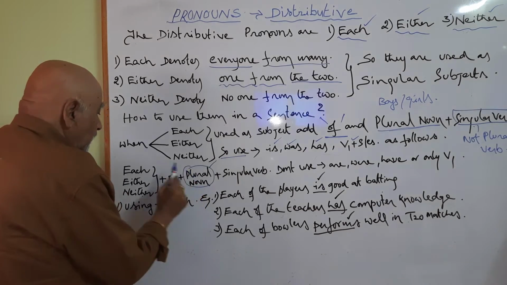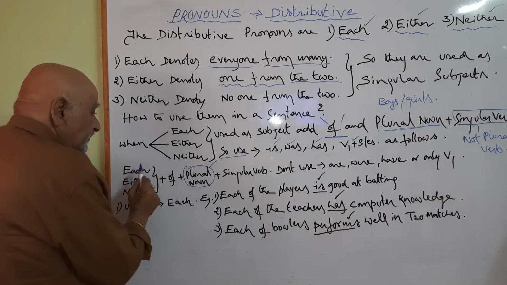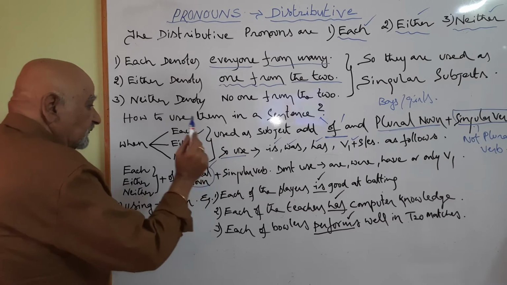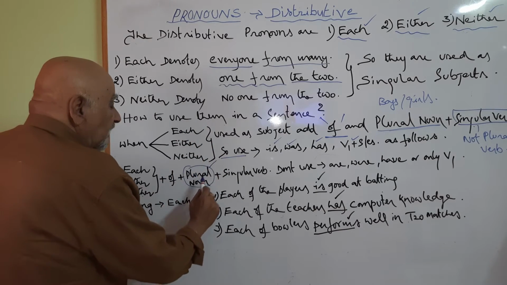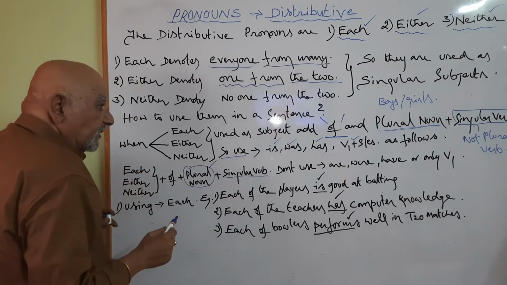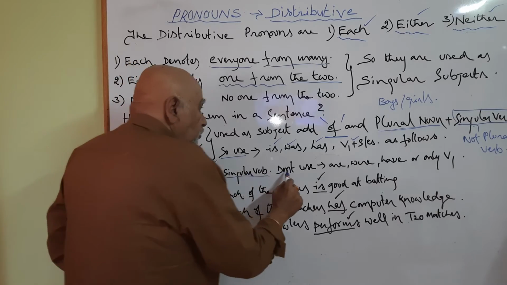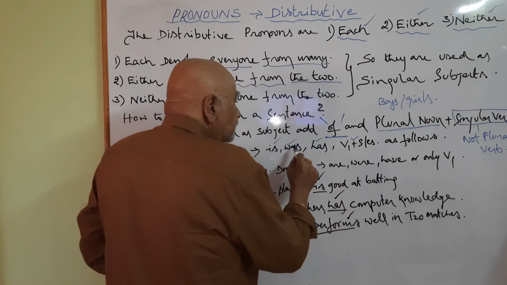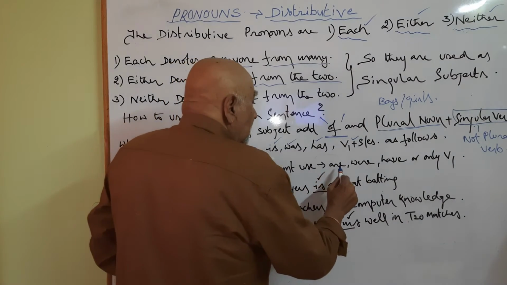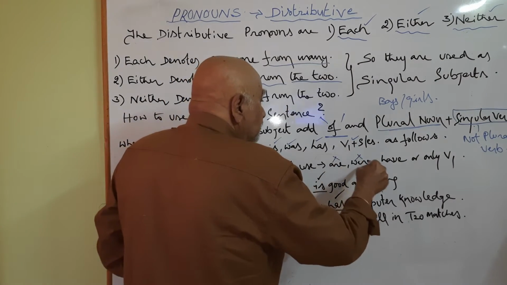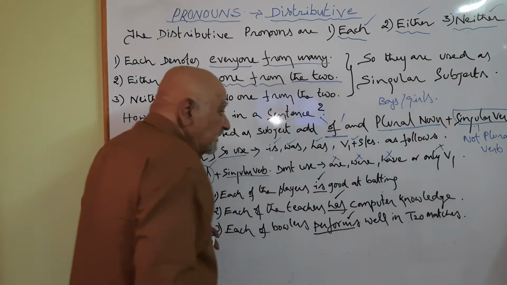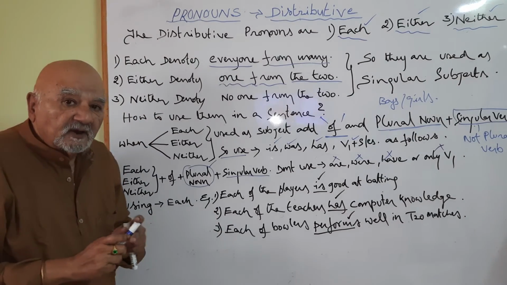From plural noun only one. Each means only one. Neither means only one. Neither means not even one. So plural noun, singular verb, not plural verb. That is, don't use are. Use is, was, has, V1 plus S or ES. Don't use are, don't use were, don't use have, don't use only V1.